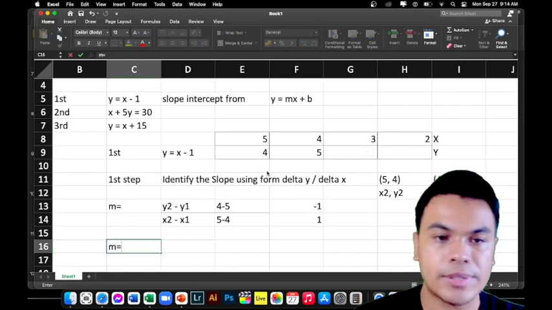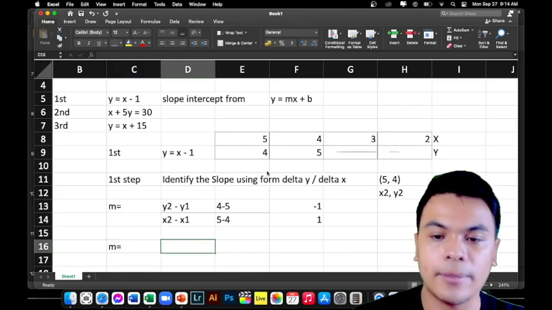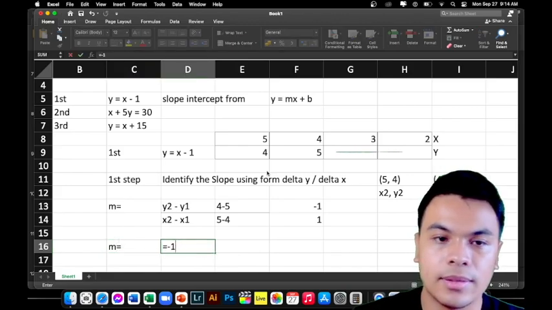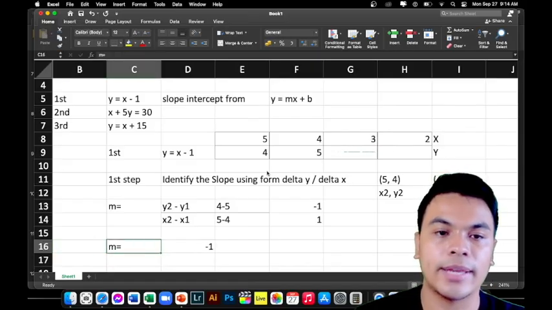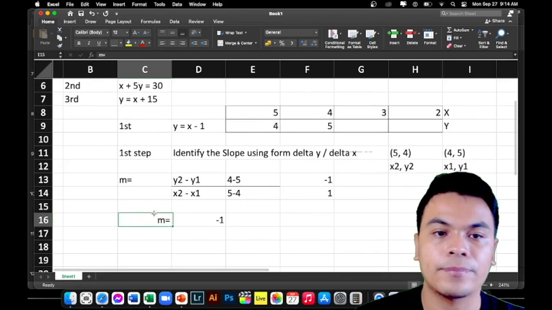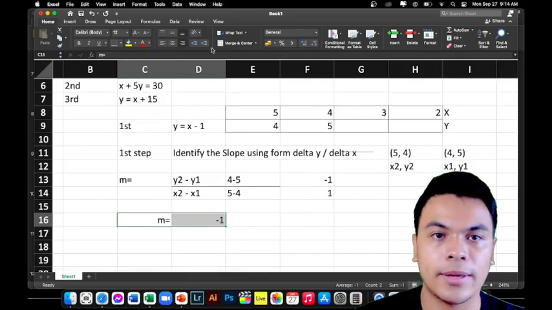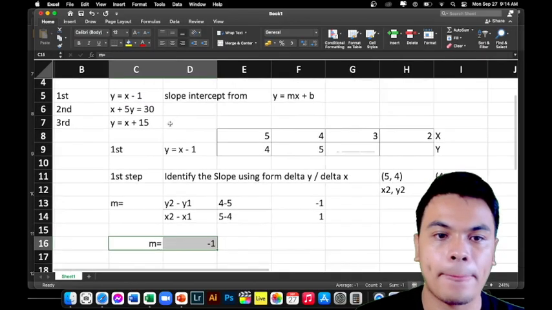Therefore, our slope is negative 1 divided by what? Yeah, lagyan natin. 1 divided by 1. We have negative 1. Okay, this is now our slope. Now let's try to interpret.